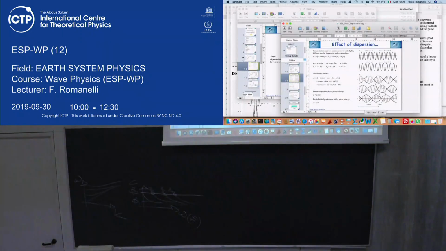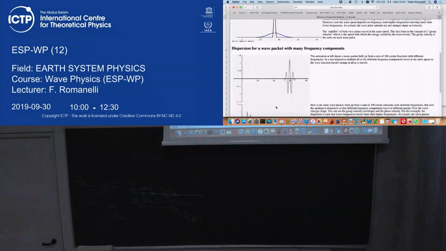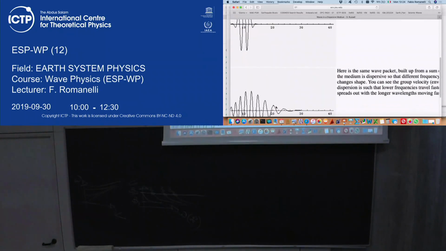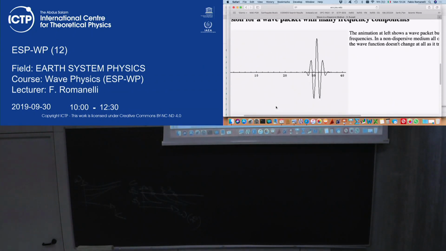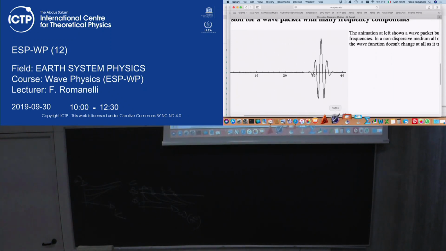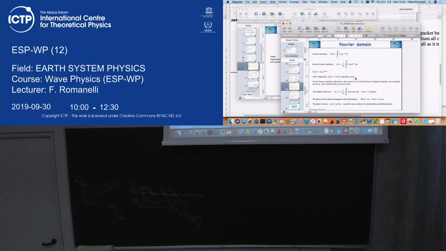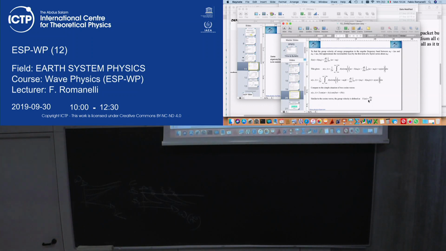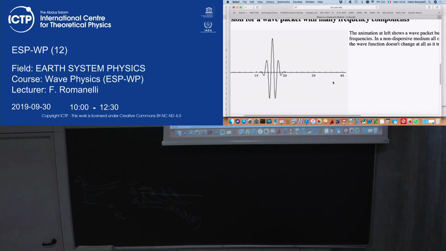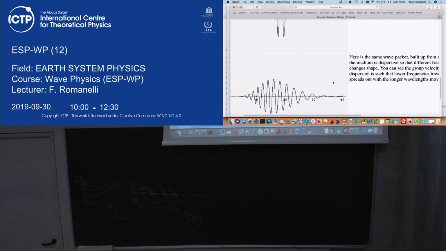Let me show you an animation. This is a wave packet, okay? It's actually very similar to the algebra that we have done here, but for a group. If you do it for a group, you will get this definition with d omega over dk. Now, if there is no dispersion, all the components of a wave packet will travel together. But if there is dispersion, this is what can happen.